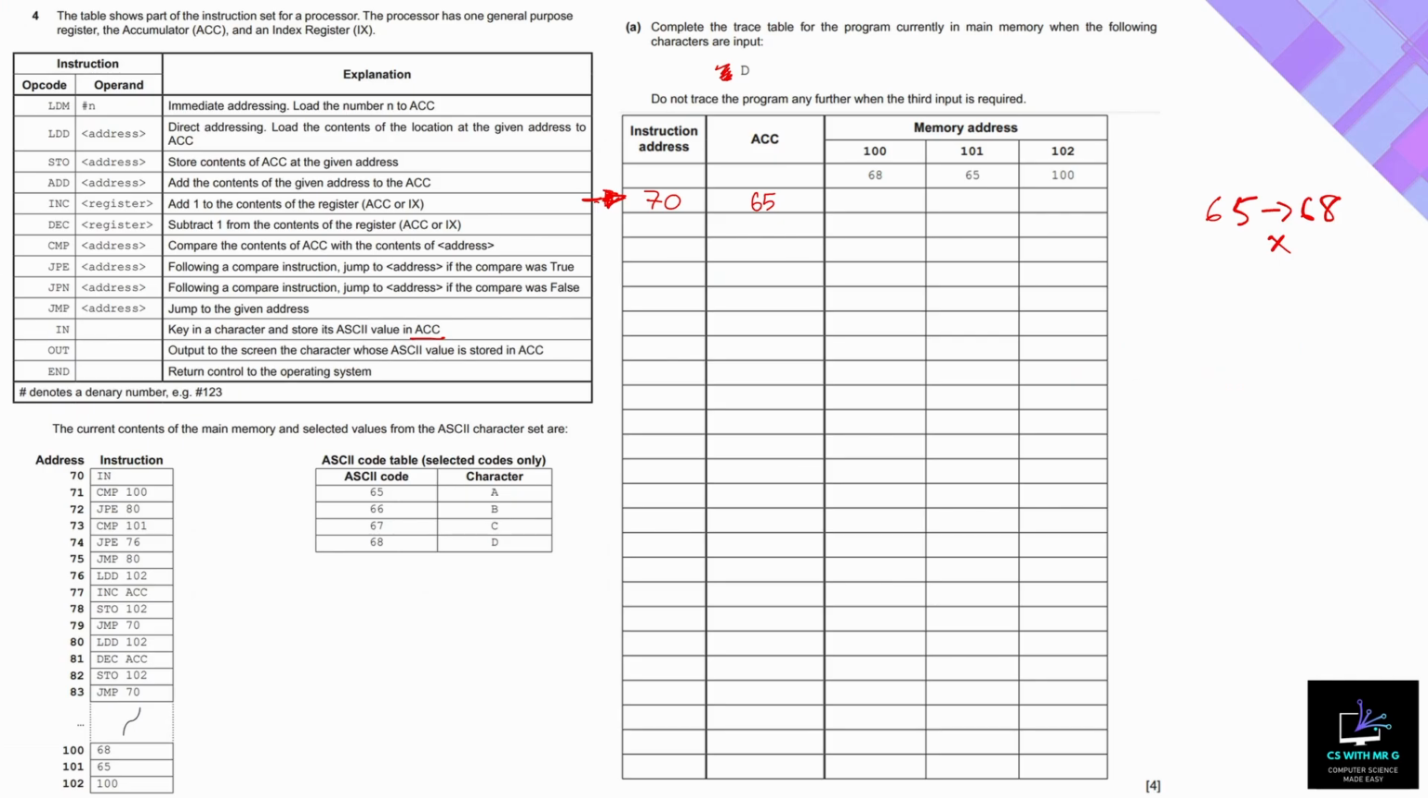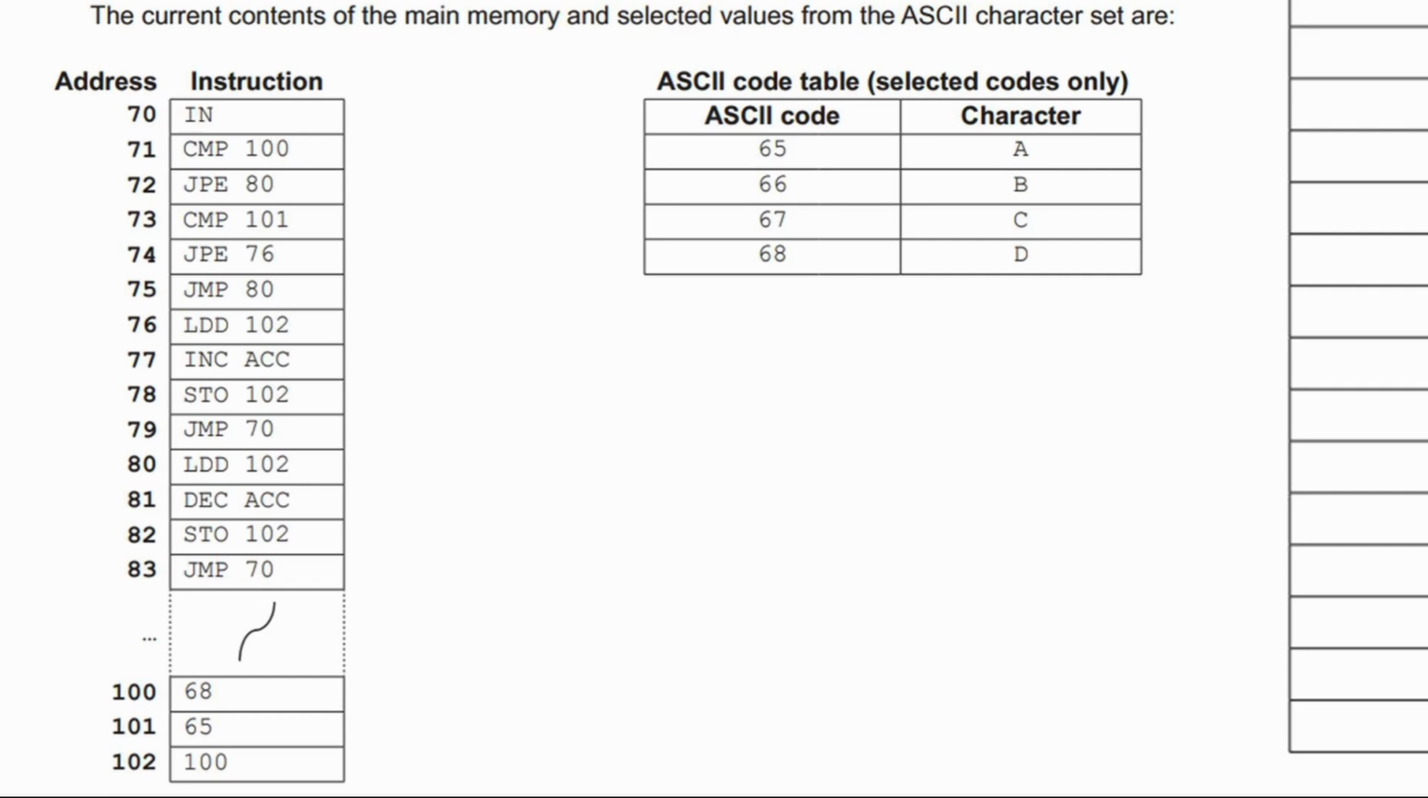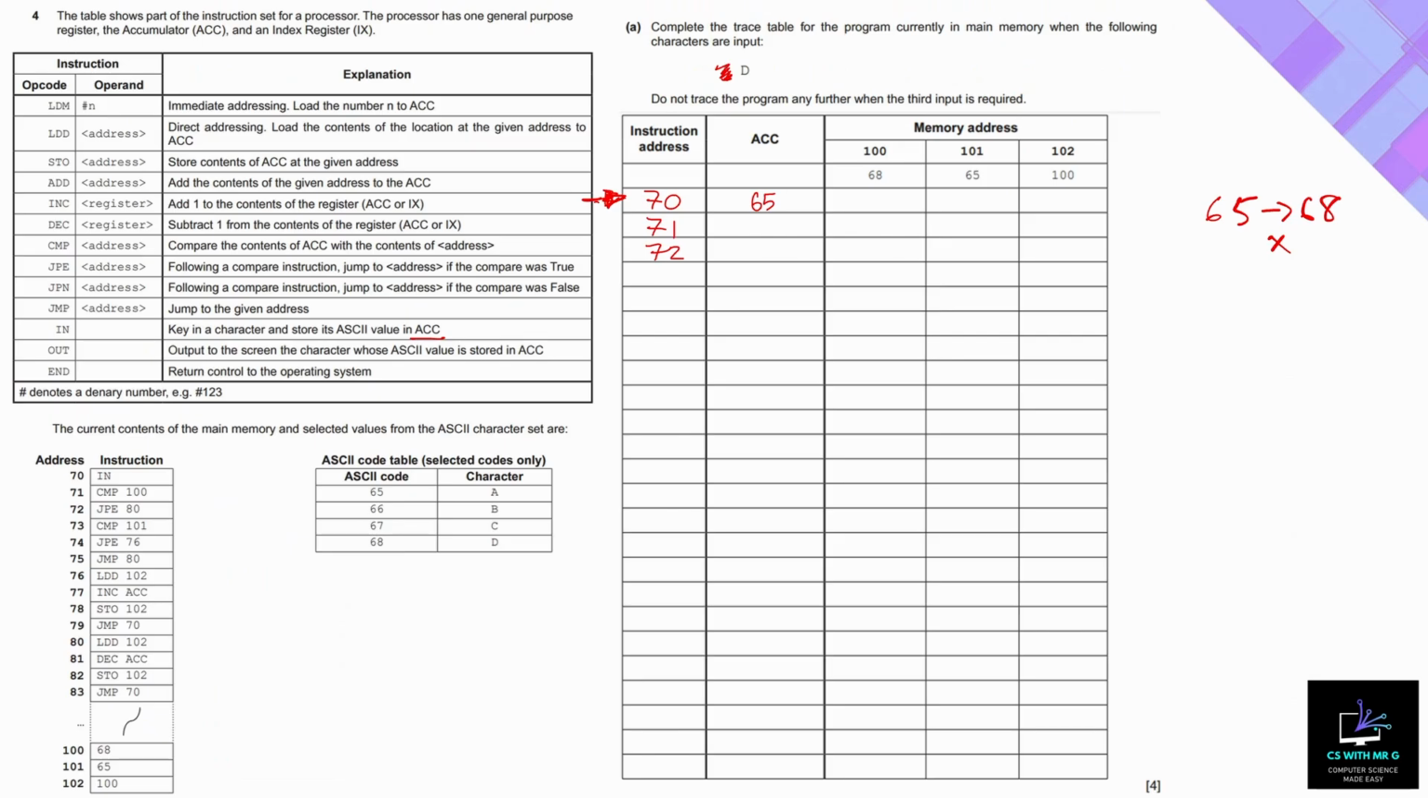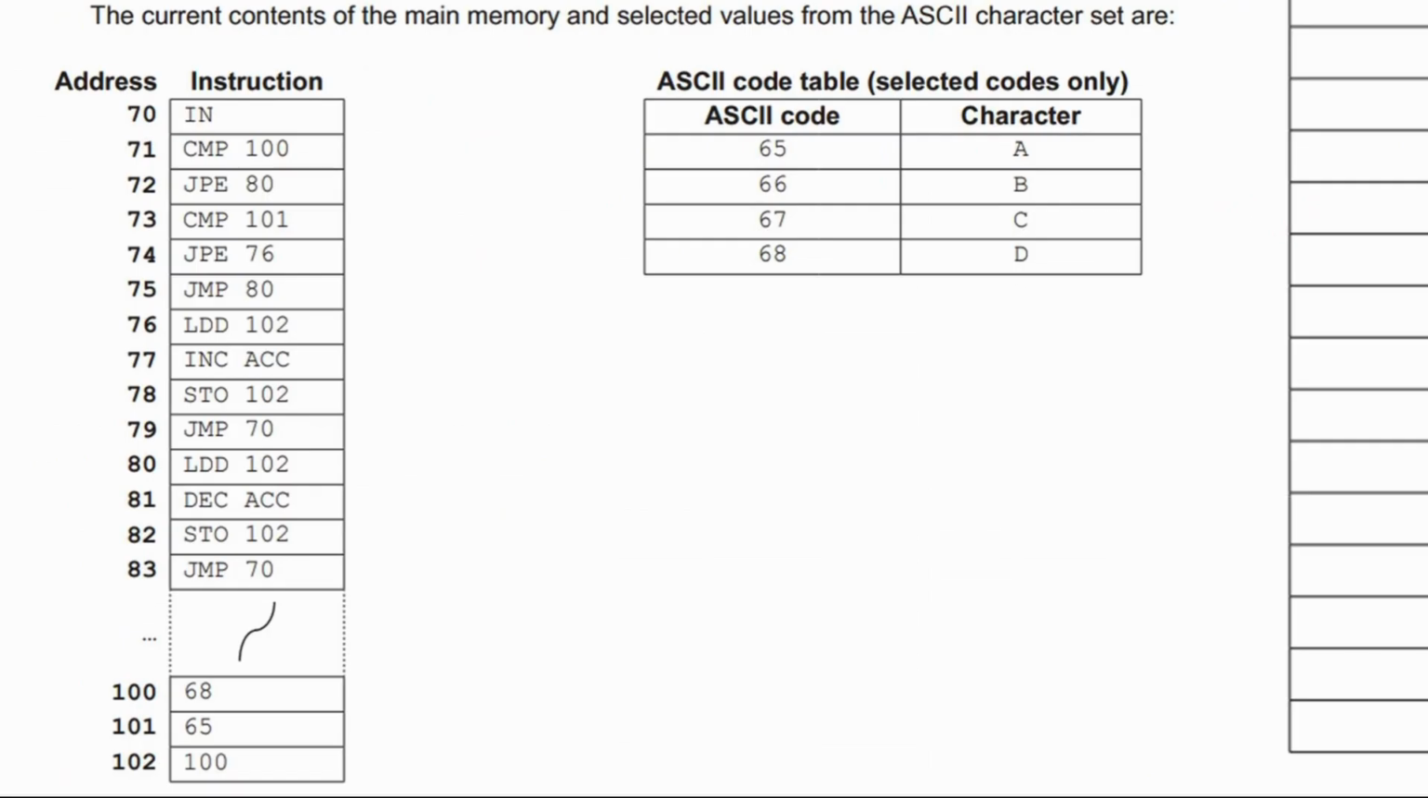So just as good practice, guys, we are going to fill in number 71, as this was the compare instruction. We're going to fill in 72 because we still read it. However, we are not going to jump to line number 80 as it was false. JPE only jumps to the address if the compare was true. So we are simply going to continue with the program and go to number 73, which means CMP 101.